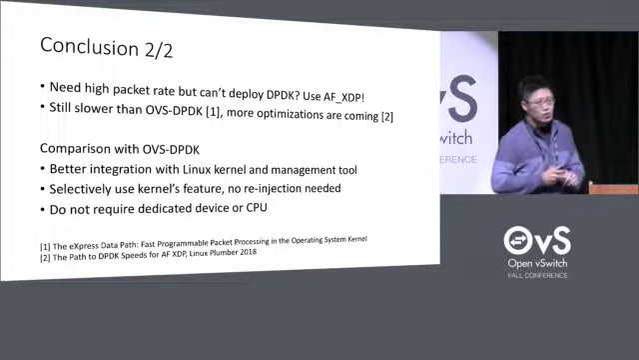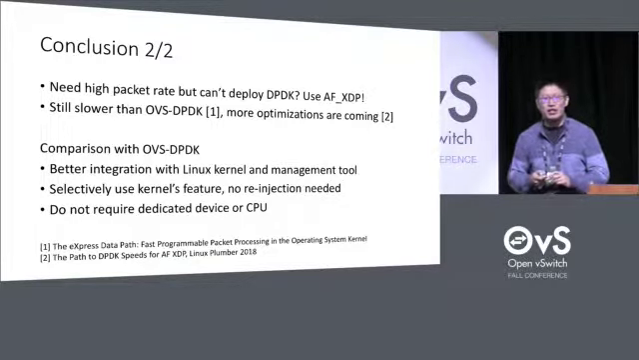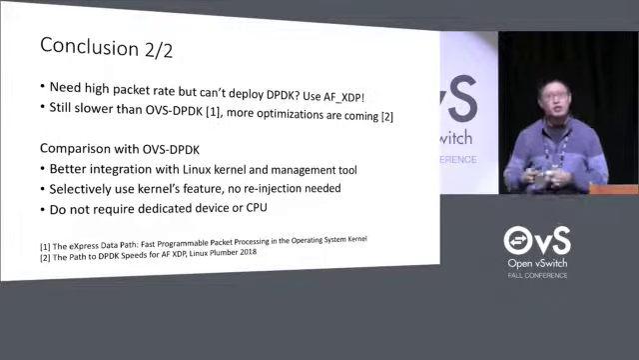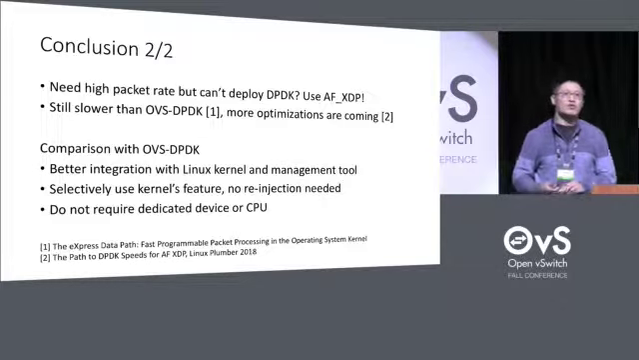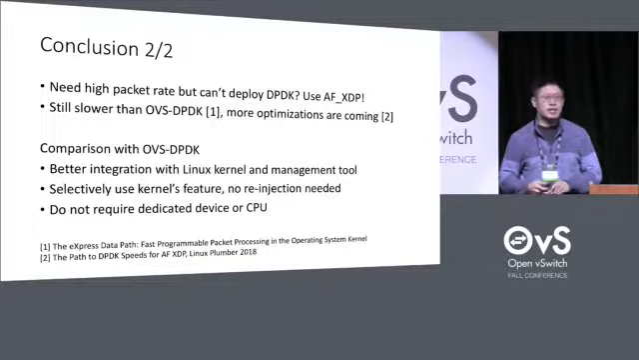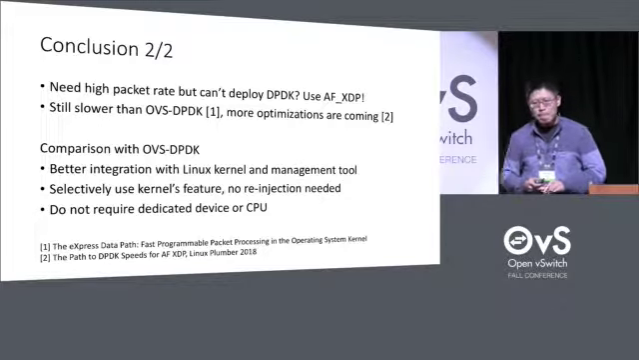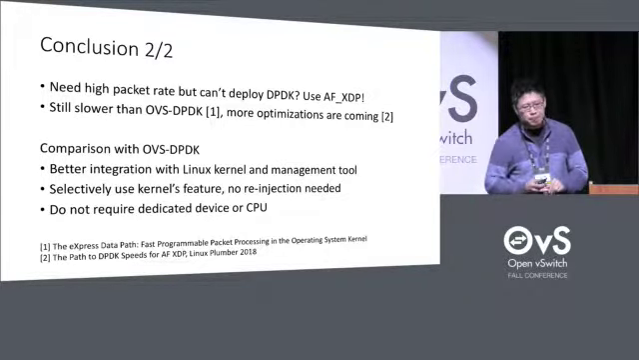And for this work, in a lot of cases people cannot deploy DPDK because DPDK has a lot of requirements, for example, dedicated CPU or dedicated device. So I would like to say AF_XDP could be another alternative for people who want to get a higher packet rate but cannot deploy DPDK. The performance right now is still slower than DPDK, but there are more optimizations coming to the Linux kernel community, so we can improve it later.